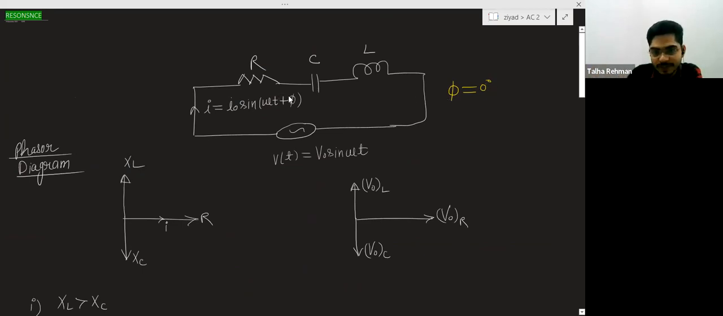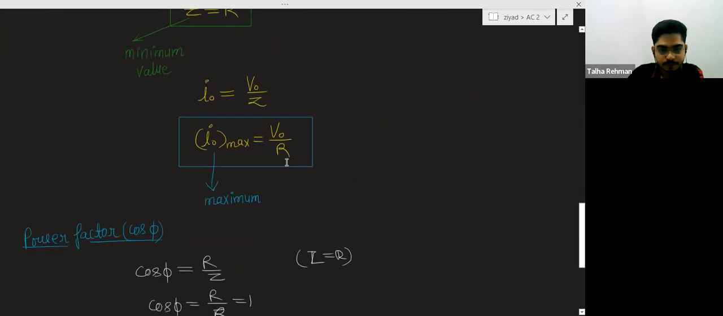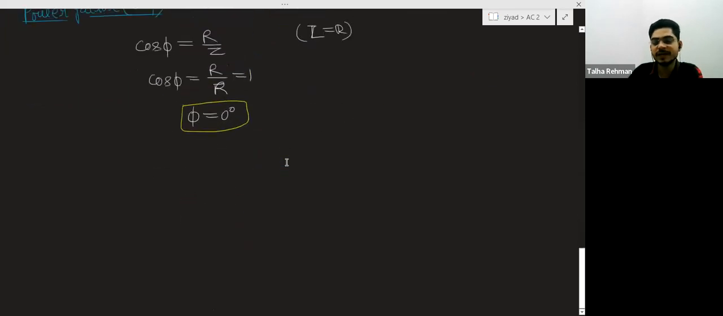So when you put phi equal to 0 here, you will get only omega t. So this phase difference phi is equal to 0. Now the equation of the voltage will be V is equal to V naught sine omega t, and the equation of the current is I is equal to I naught sine omega t.